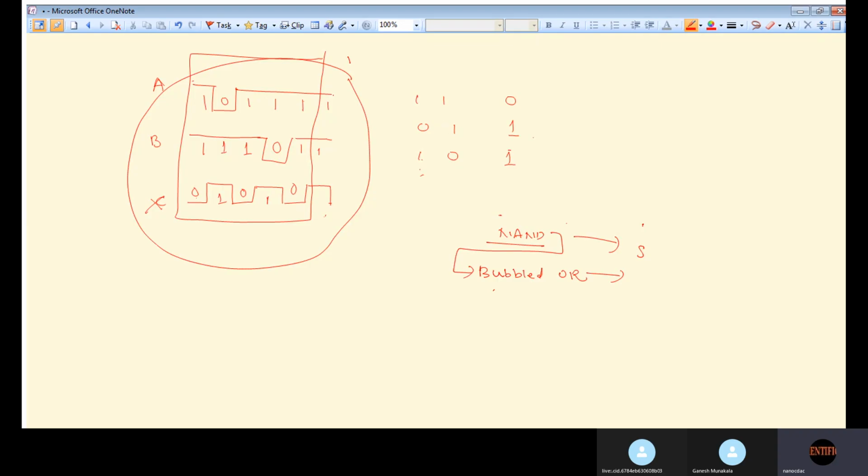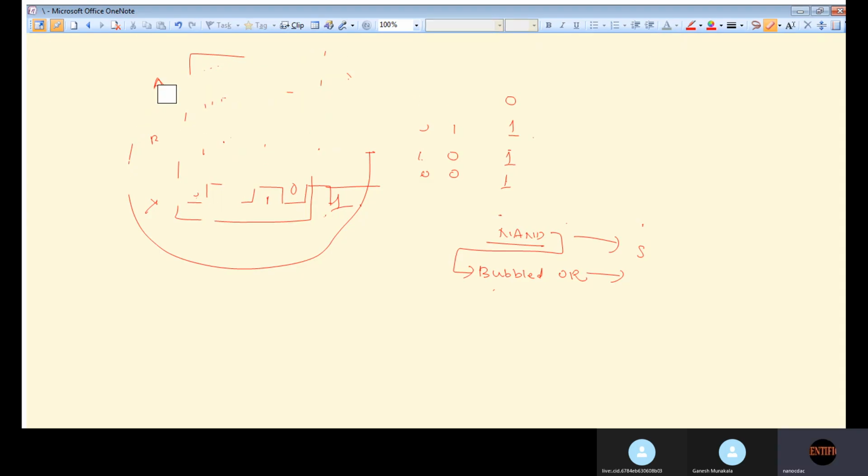And another condition, for NAND gate, 0 0 will be equal to what? 0 0 also will be equal to 1. So here 0, here 0. So the pulse we can extend, 0 0 will be equal to 1. Okay. So these are the pulses. These are the identification of the gates according to the pulses.